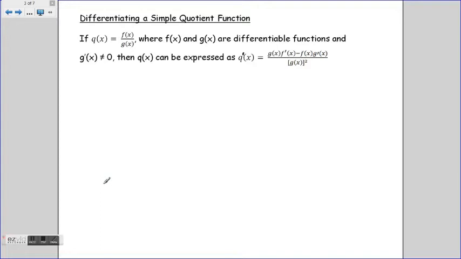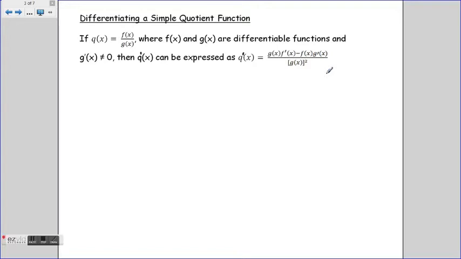If we have q(x) equal to f(x) over g(x), where f(x) and g(x) are differentiable functions, then g(x) cannot be equal to 0. Q'(x) can be expressed as q'(x) equal to g(x) times f'(x) minus f(x) g'(x), all over g(x) squared. Whew, that was a mouthful, wasn't it?